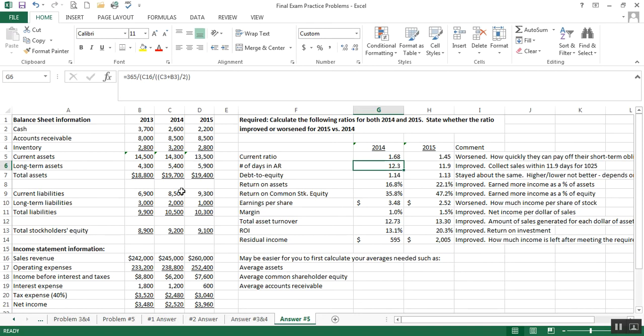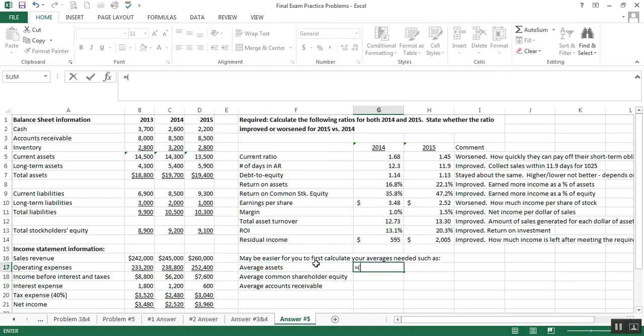The number of days in accounts receivable. First, you'll need to calculate your accounts receivable turnover. One of the things here is there are several formulas that are asking you to calculate using averages. I would probably go back and calculate those averages first. You're going to need them for a couple of formulas. Some of the averages that you'll need are average assets, average common shareholder equity, and average accounts receivable.